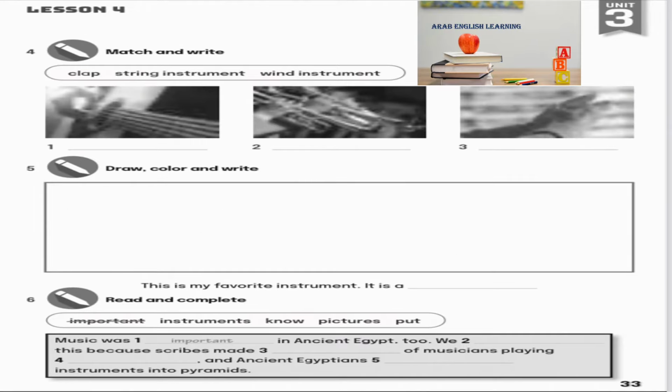Page 33, Lesson 4, Exercise 4, match and write. Look at the picture and use the words in the box. 1, it's a string instrument. 2, wind instrument. And 3, clap.